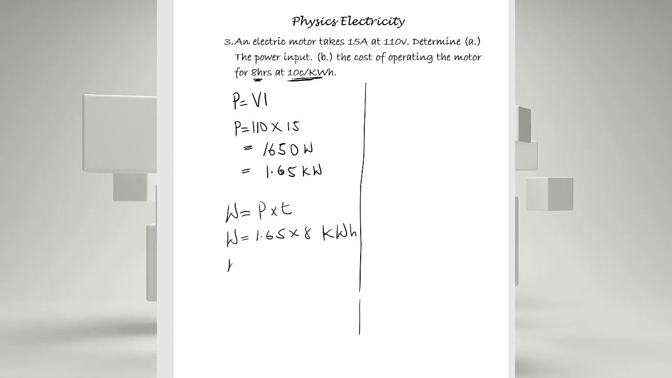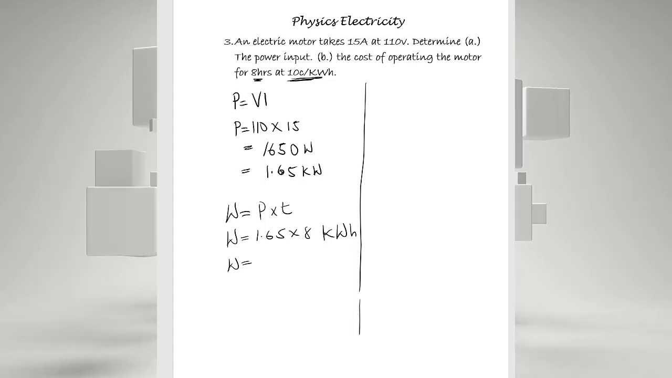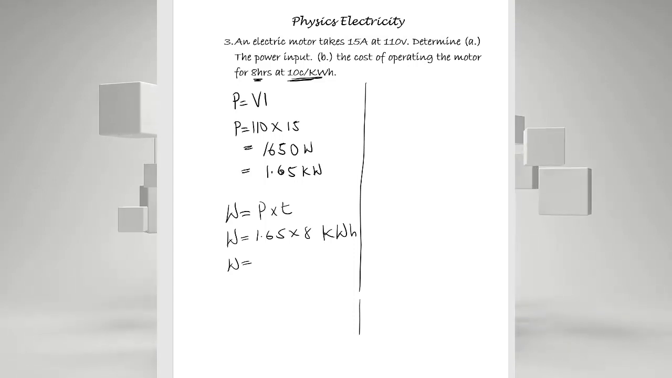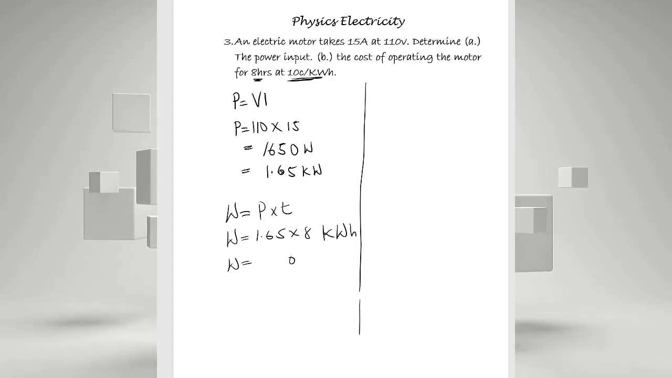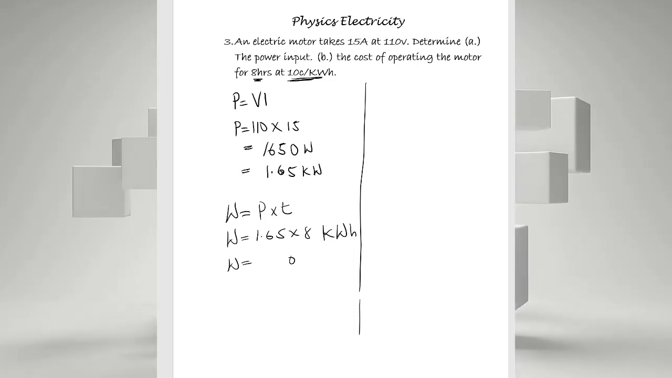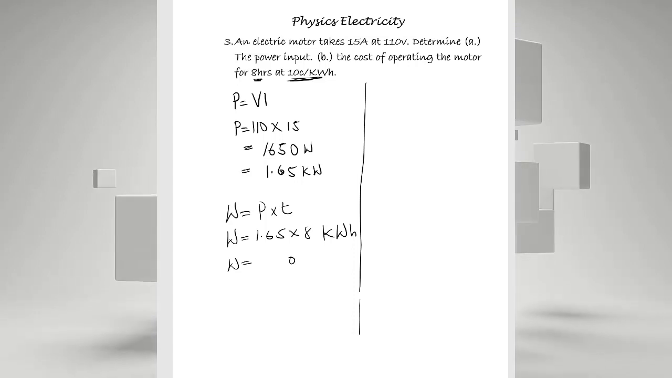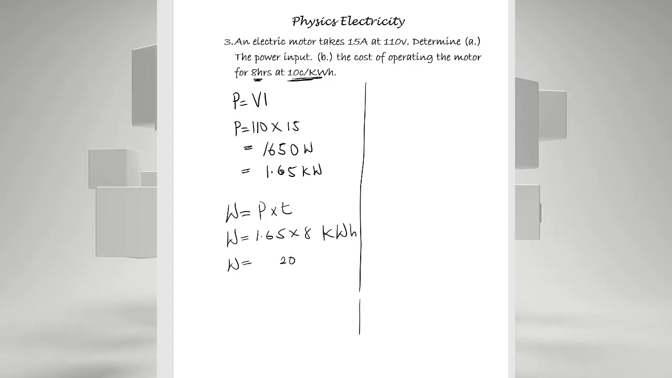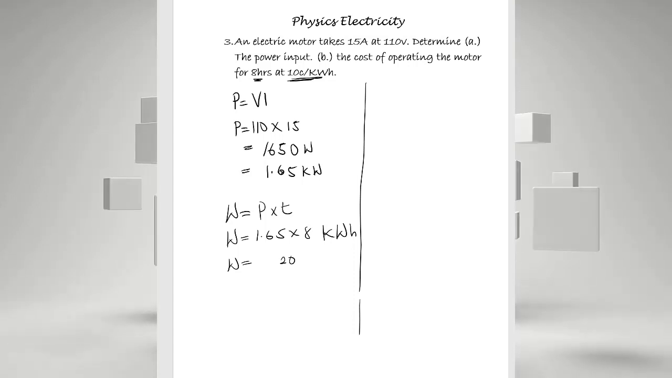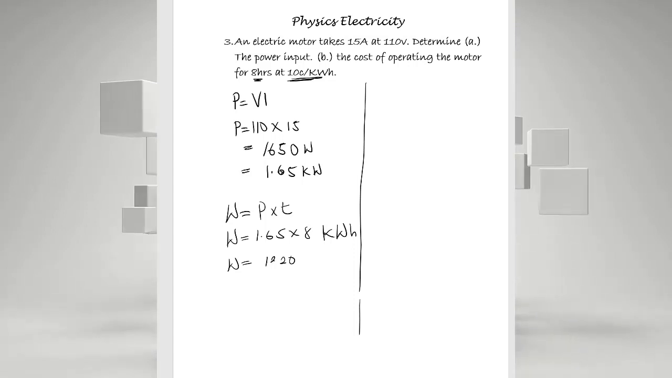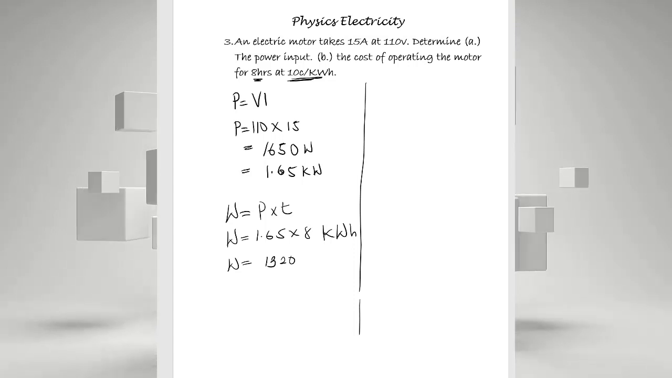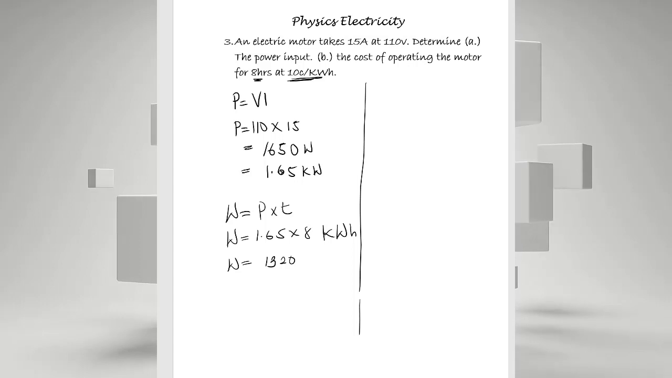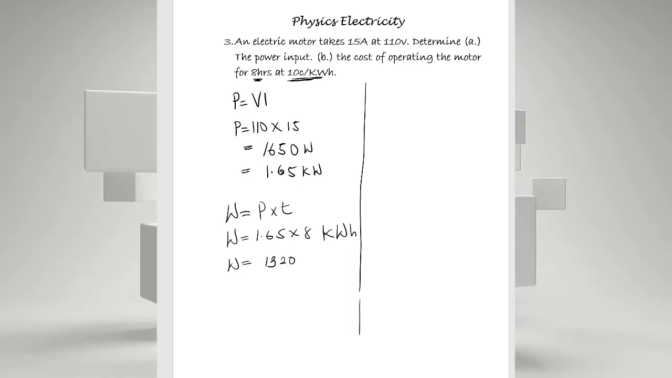So W now will be equal to 8 times 1.65. 8 times 5 is 40, we put down the 0 and carry the 4. 8 times 6 is 48, plus 4, and then 8 times 1. That will give us 1320, and then that will give us 13.2 kilowatt hour. 8 times 1.65 will give us 13.2 kilowatt hour.